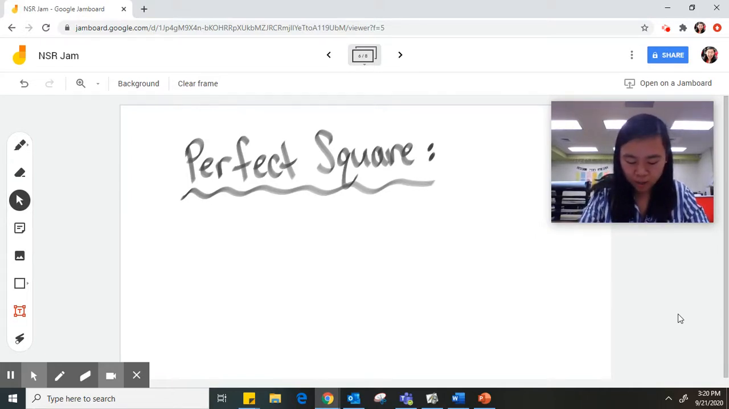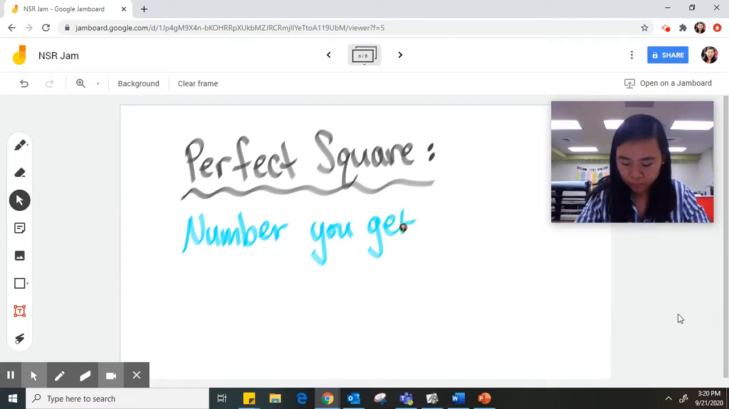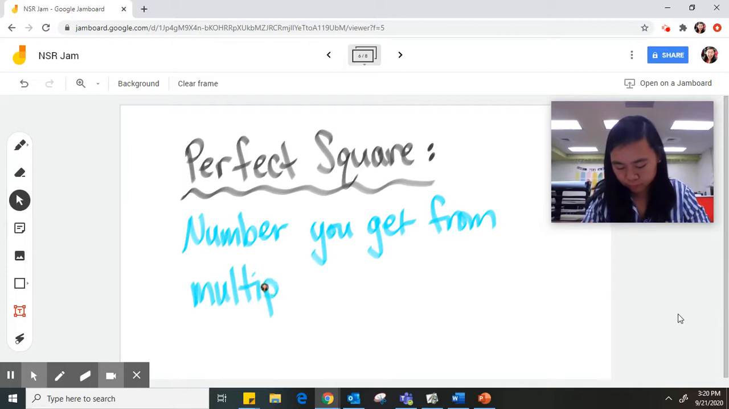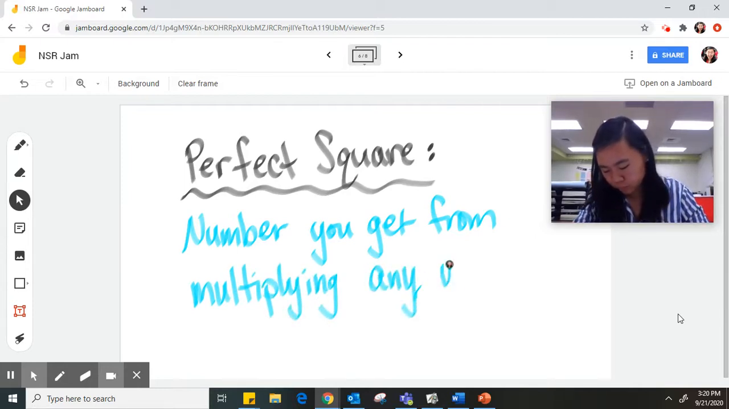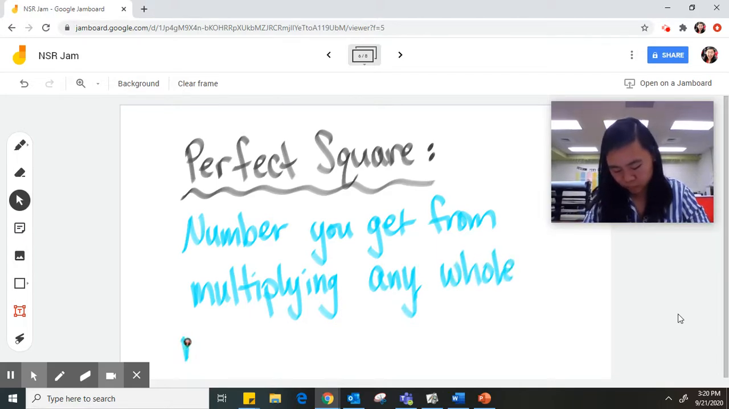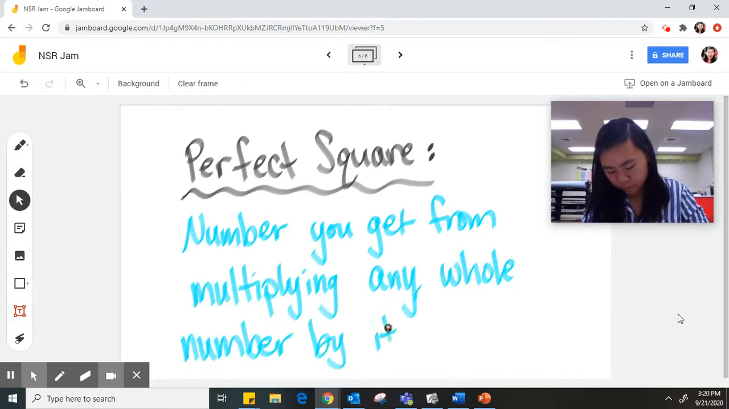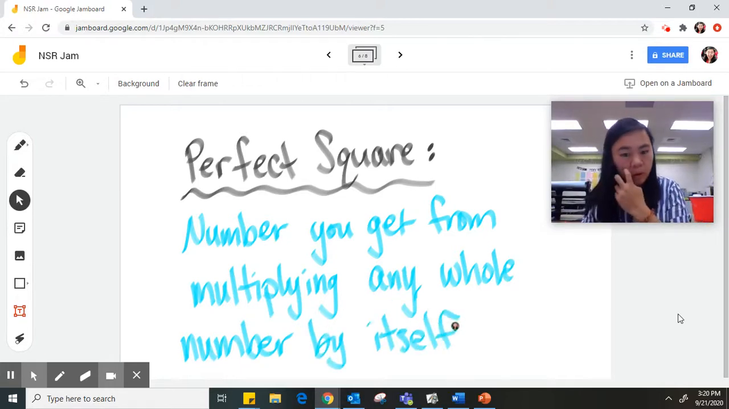A perfect square is a number you get from multiplying any whole number by itself. The most important word in this definition is probably going to be itself. You are multiplying any number by itself.